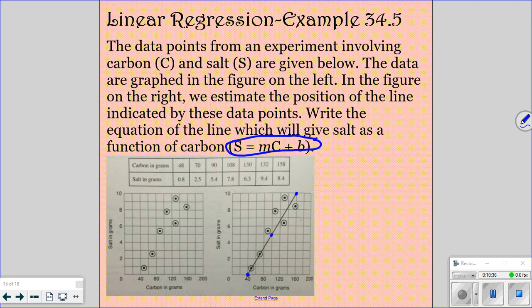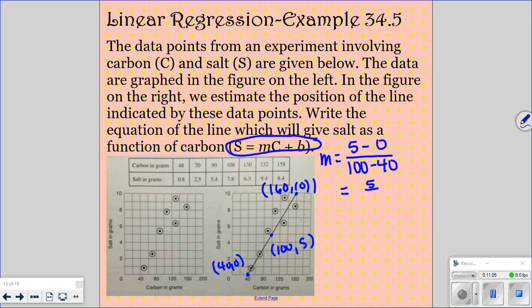So now what we're going to do is find our slope. So this point here is 40 and 0. This point is 100 and 5. And then I could use this 160 and 10 if I wanted, but I'm going to use these other two. So my slope would be y minus y over x minus x. So that's 5 over 60.